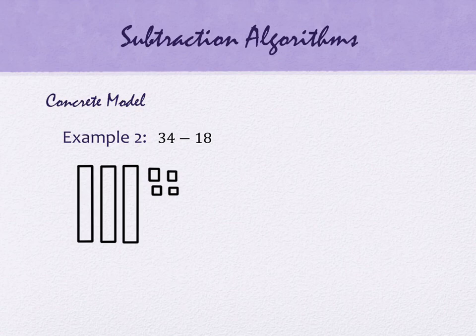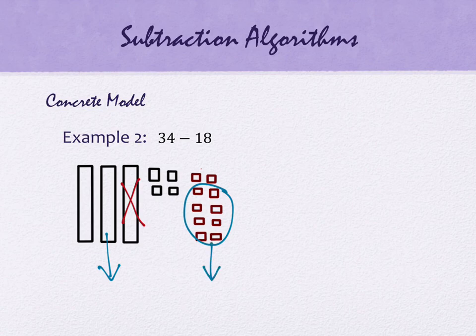So what I'm going to do is remove one of these long pieces and change it into 10 individual units. They should all be the same size. They're not going to be. So this is my broken apart long over here. And once I've represented my picture of 34 in this way, now I can actually remove 18. So I'm going to take away one long and 8 units. That leaves me with one long and 6 units left.